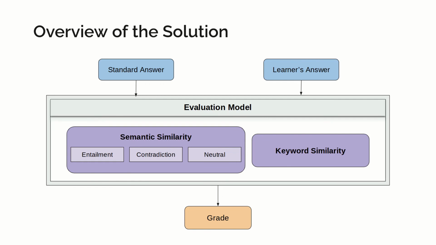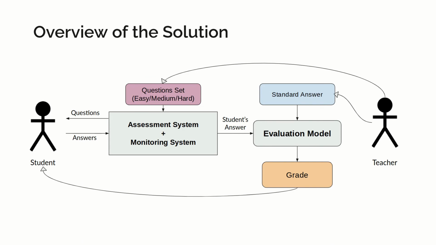Next, we will be extracting keywords from the standard answer as well as the learner's answer. The keywords will be matched against each other, and based on that a score will be generated. This technique will work even if the learner represents his answer differently from the standard answer. As long as the answer is correct, the learner will get a good score.